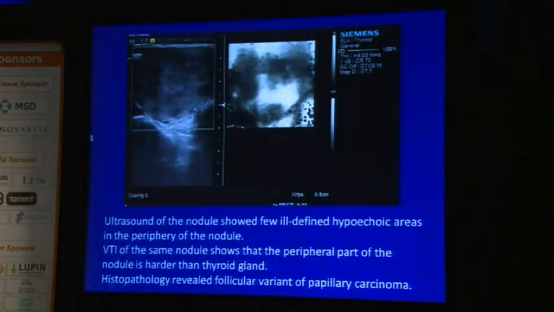This is an example of a patient with FVPTC, an oval isoechoic nodule. It was very difficult to perceive these eccentric, subtle hypoechoic areas within the nodule, but when we applied VTI, the hyperechogenicity in the nodule just stood out. This was a patient who had FVPTC on surgical histopathology.